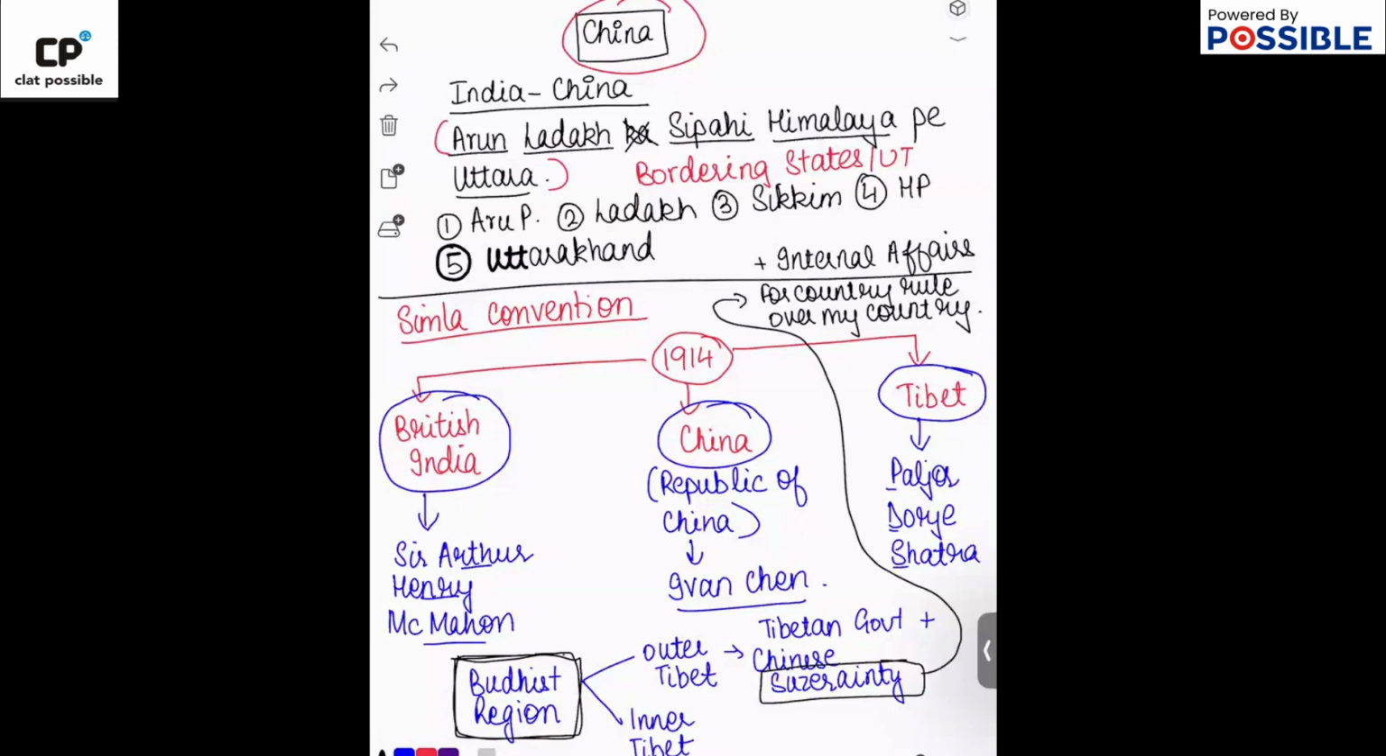It will be very, very simple. It will be a place, or the majority of the place, where Buddhism is being practiced. Simple as that, right? So that is what this is.